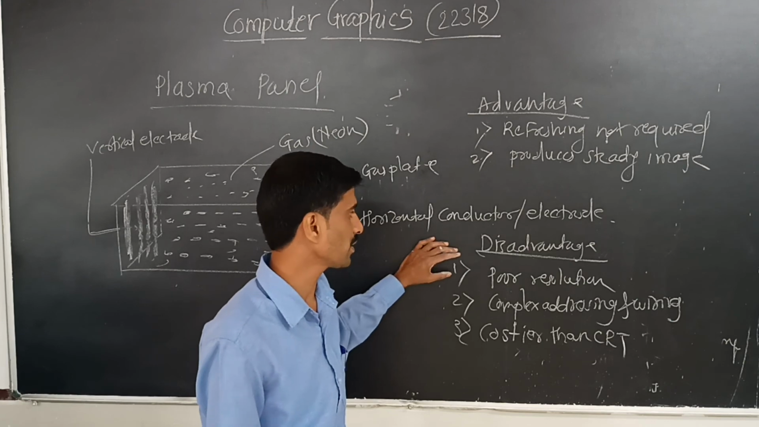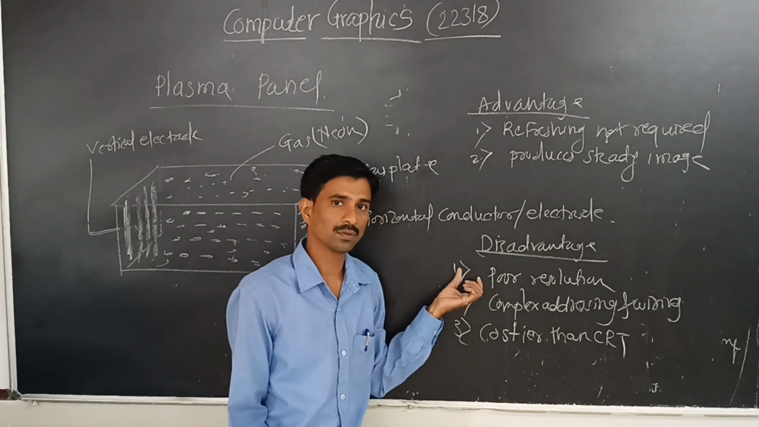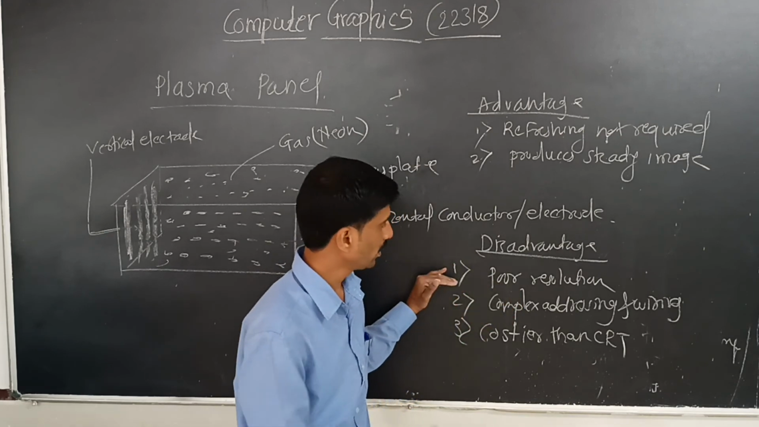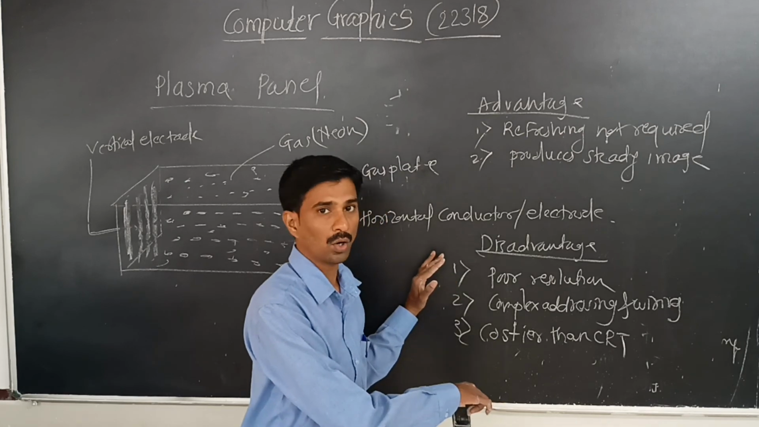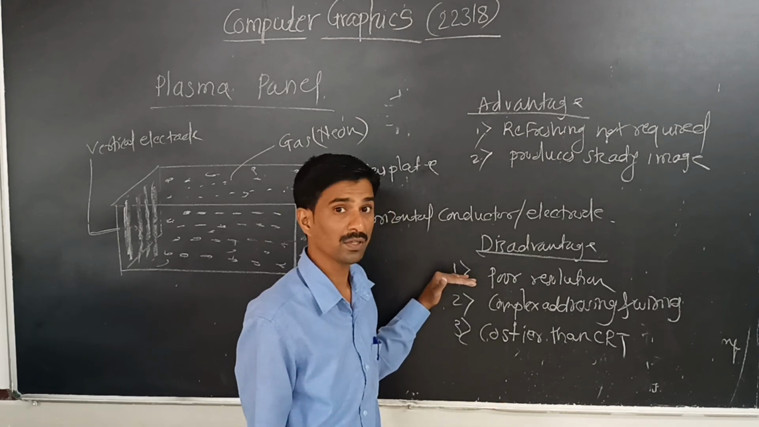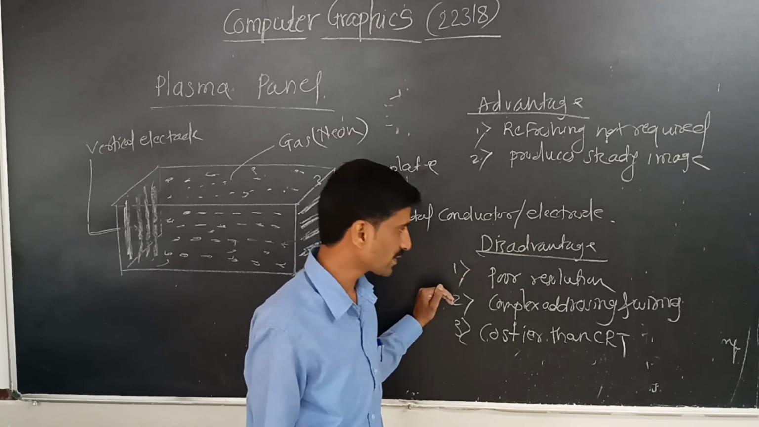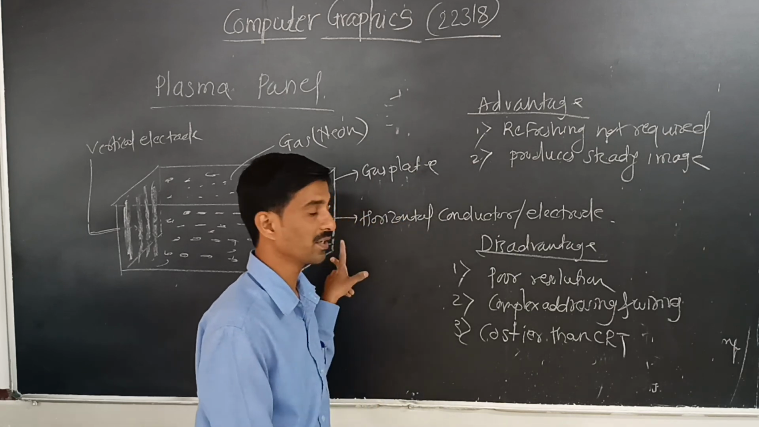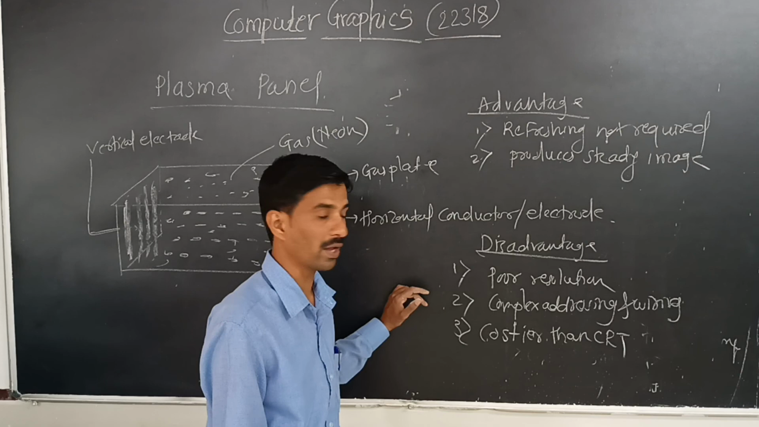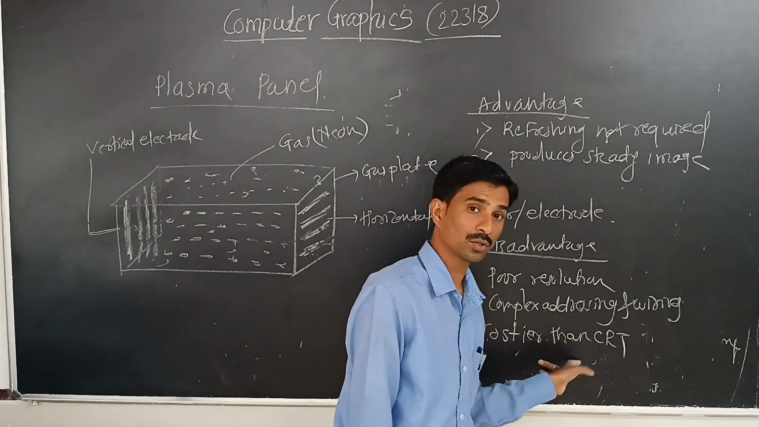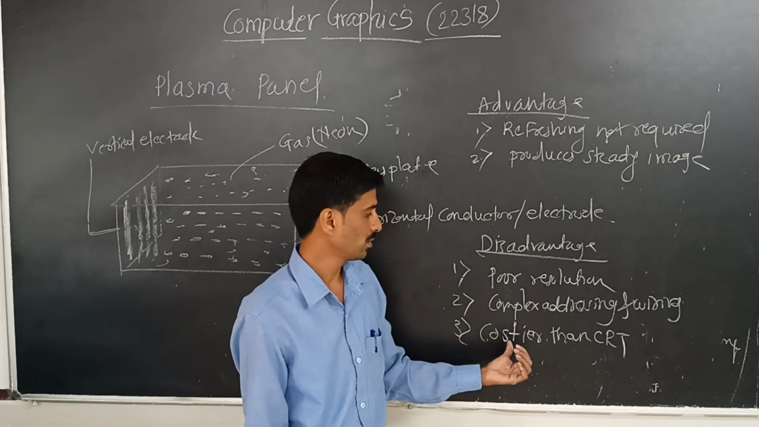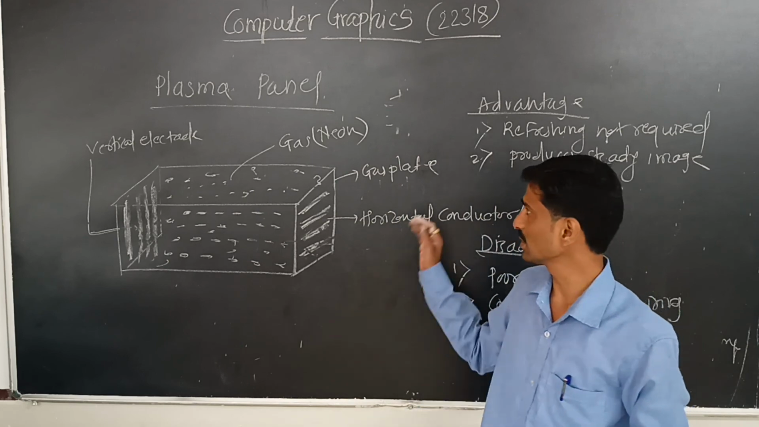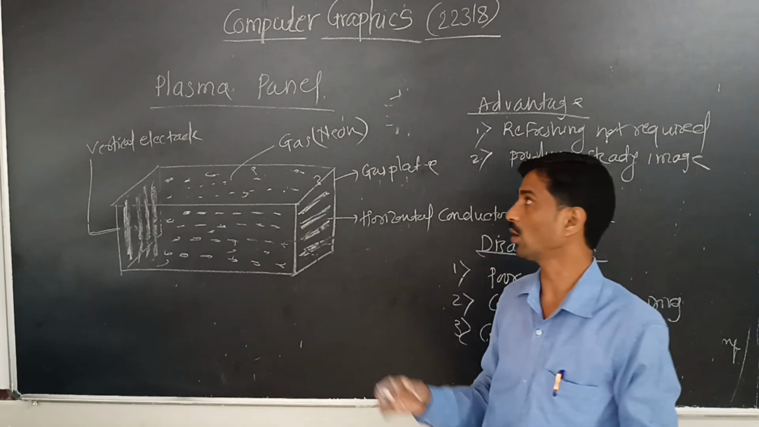Then the disadvantages. Relative to other devices it has poor resolution. It does not mean that it generates poor resolution, but compared to other devices it generates images of poorer resolution. It requires complex addressing and wiring, because wiring is required for the electrodes. And when we compare the cost with CRT, it costs more than CRT. So this is all about the advantages and disadvantages of plasma.